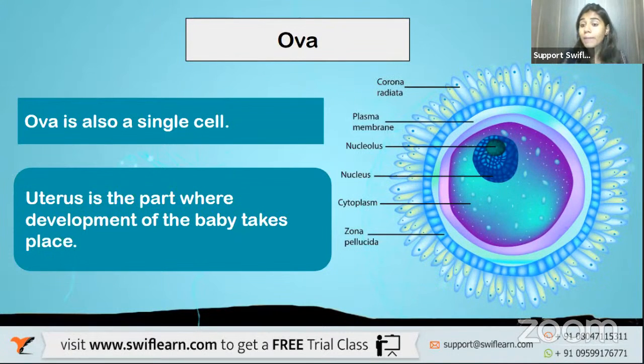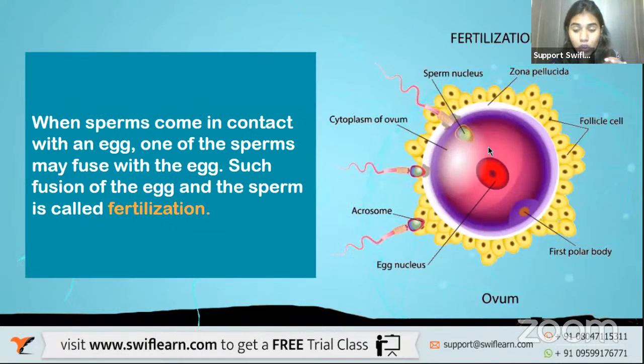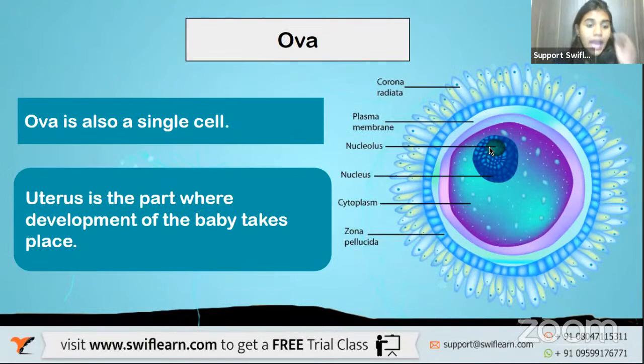We saw how the male gamete looked, right? We saw how the sperm looked microscopically. Now we will see how the ova or the egg looks microscopically. If you put an ova under a microscope, this is how it will look. It is a single cell. Again, it has only 23 chromosomes in it. And the uterus is the part where the development of the baby takes place.